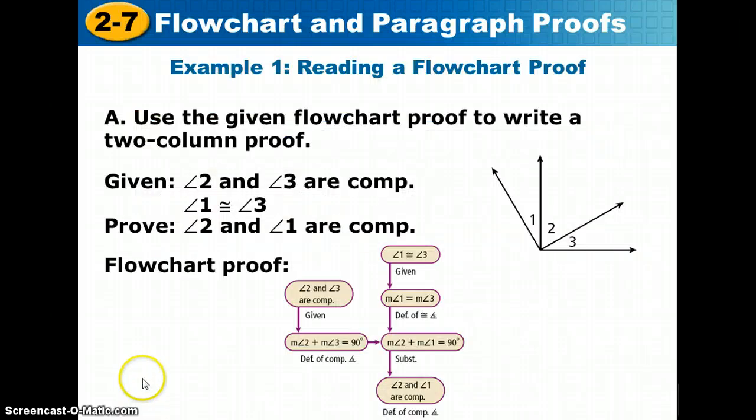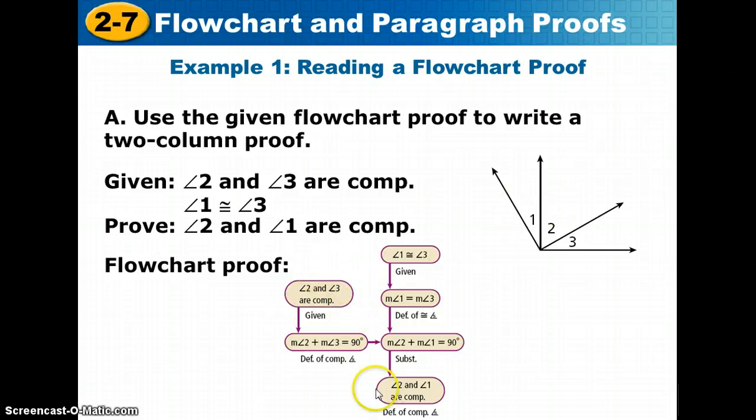So let's go ahead and take a look at example 1. Use the given flowchart proof to write a two-column proof. This flowchart proof uses the given information: angle 2 and angle 3 are complementary. Angle 2 and angle 3 form a right angle, so you can see that they are complementary. And we are told angle 1 is congruent to angle 3, so 1 and 3 have the same measure. We are to prove that 1 and 2 are complementary, or rather 2 and 1, but the order is not important. So they give you the entire flowchart proof. This proof tells you why we can say 1 and 2 are complementary based on the given information.